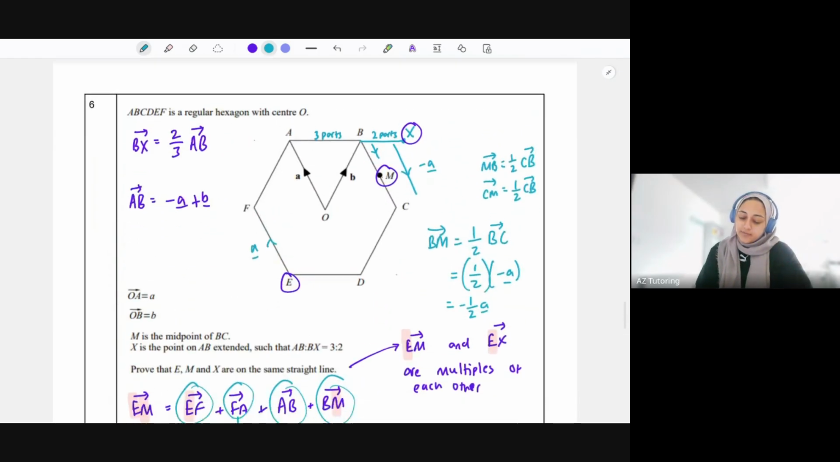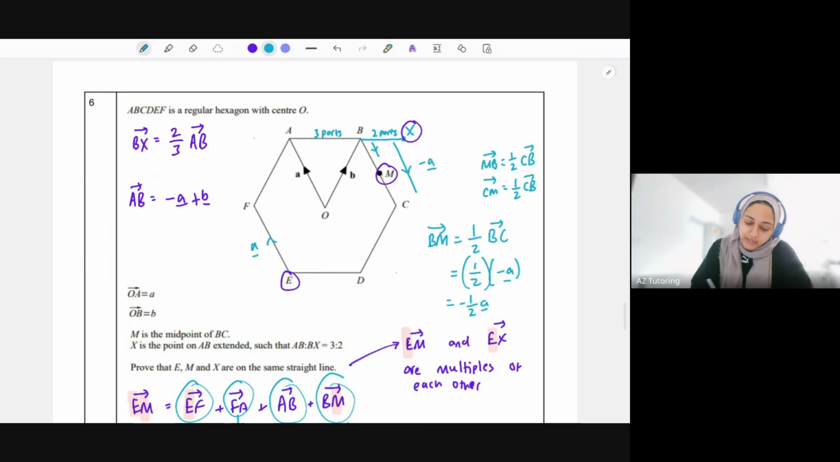BX, we need to find this. So BX, I'm just going to do it down here. We've said it is 2/3.